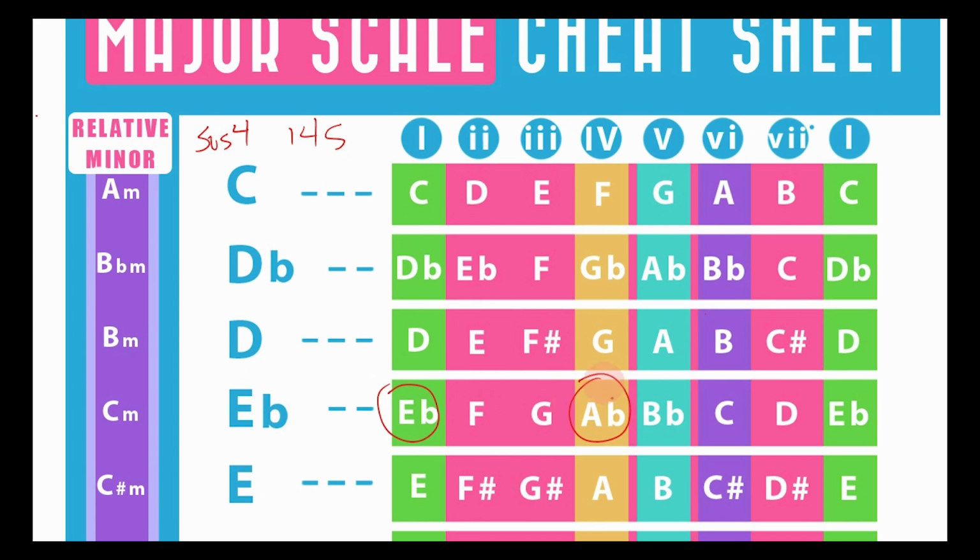at the first, fourth, and the fifth note of that scale. And E flat, A flat, B flat. That would be your E flat suspended fourth.